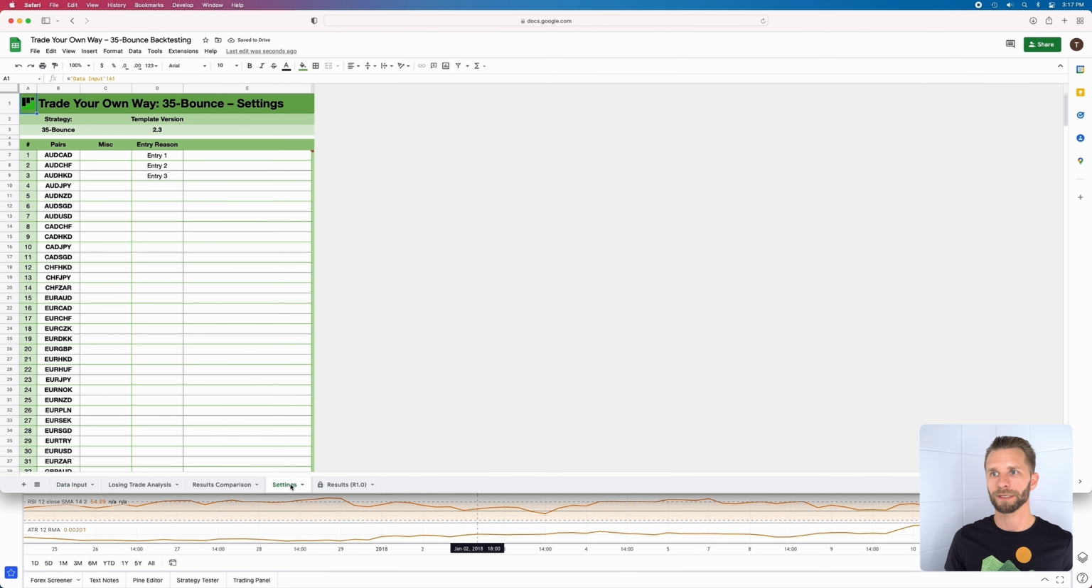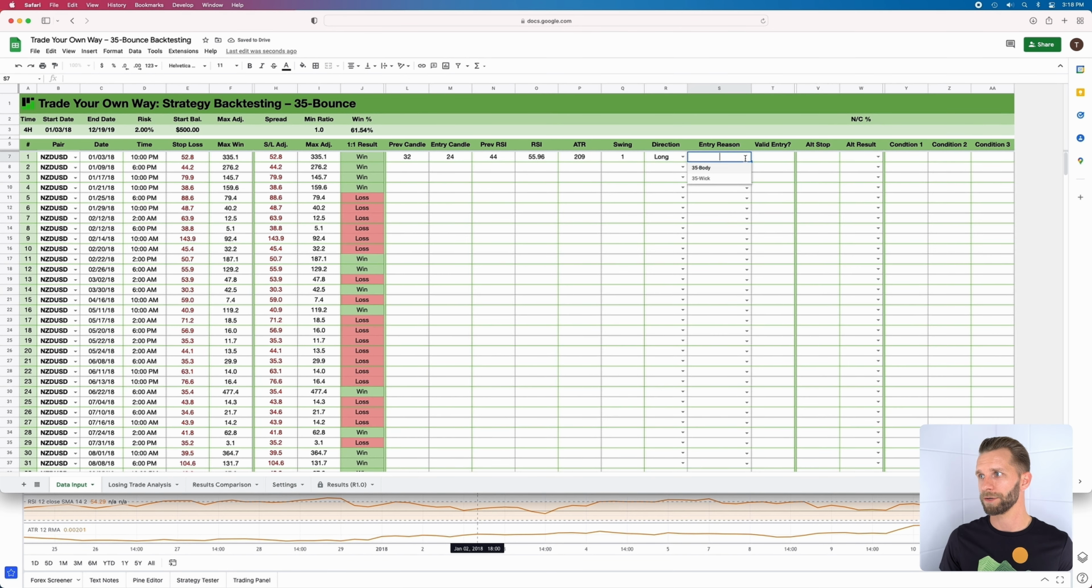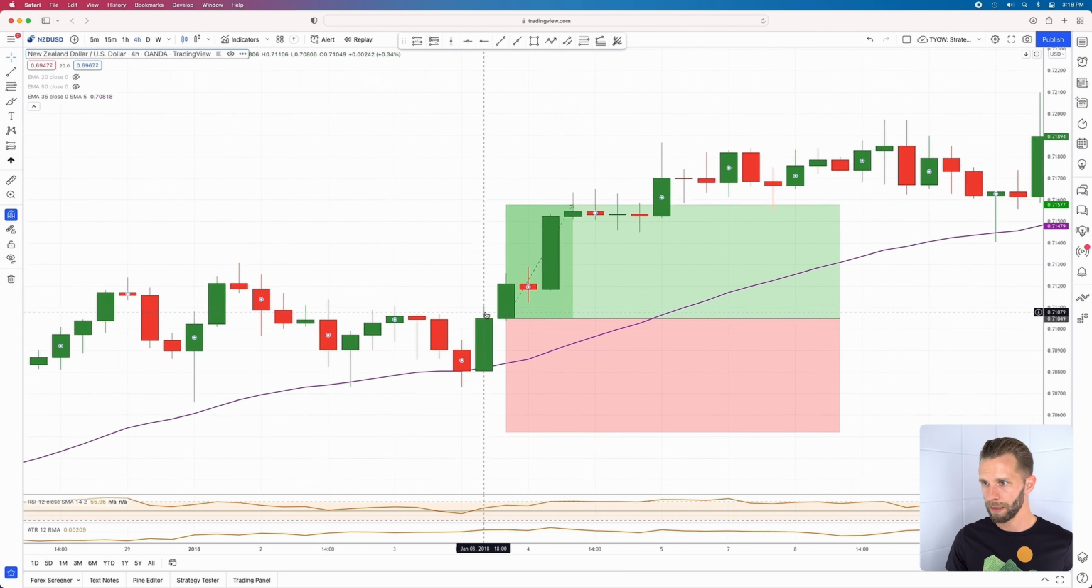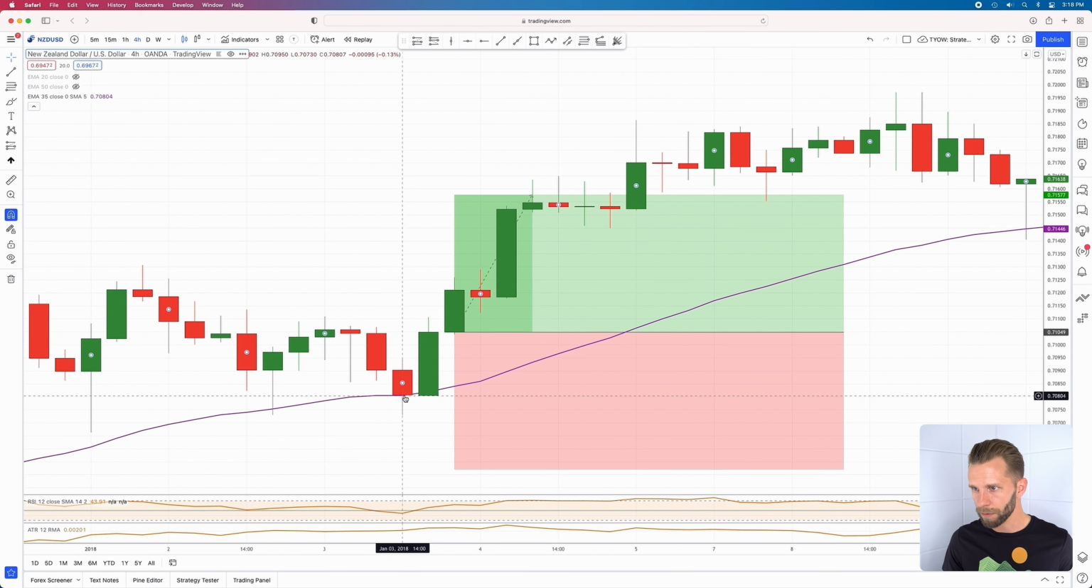So our entry reasons can be found on our settings page. If I go here, we don't really have varying entries for this strategy, but there's one thing I want to log. It's whether the cross of the 35 is just the wick of a candle or if it's the body. So if I say 35 body and 35 wick, that means back on data input, if I click on entry reason, it's going to suggest those two options. So if I look in here, we can see that although that's just sitting on it, the push of this candle has actually brought it through the 35.